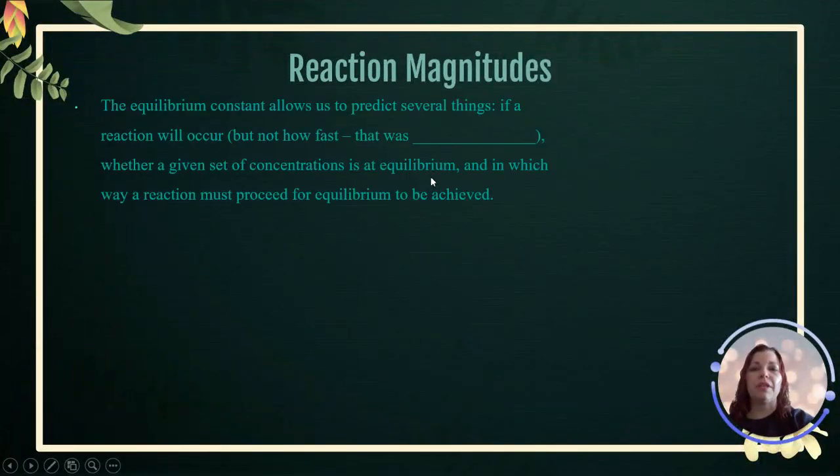So, reaction magnitudes. The equilibrium constant allows us to predict several things. If a reaction will occur, but not how fast. That was kinetics, okay? Whether a given set of concentrations is at equilibrium, and in which way a reaction must proceed for equilibrium to be achieved. Now, this if a reaction will occur is actually kind of relative as well, and that ties in closer to thermodynamics, which we'll get more into later in the course, okay?